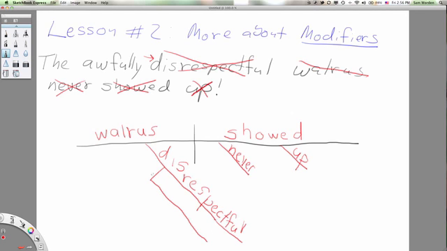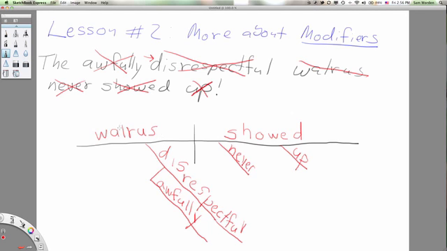See, this way, this little line's telling you it's modifying disrespectful, not so much walrus. It's still attached to walrus, because disrespectful is, but it's telling you about disrespectful. One of those clues you can look for with adverbs is often they have that ly on there. A lot of times an adverb is just an adjective with ly stuck on. So we're almost done. Awfully disrespectful walrus never showed up.